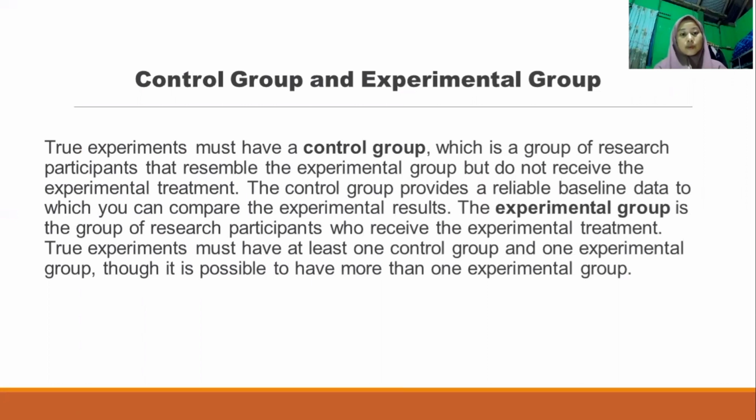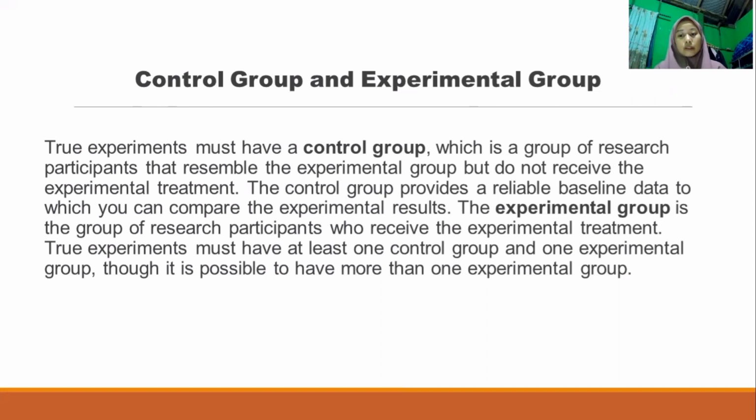Next slide. Control group and experimental group. To experiment, you must have a control group, which is a group of research participants that resemble the experimental group but do not receive the experimental treatment. The control group provides reliable baseline data to which you can compare the experimental results.